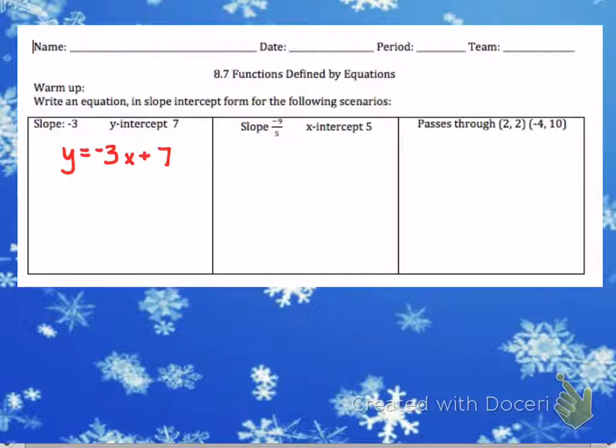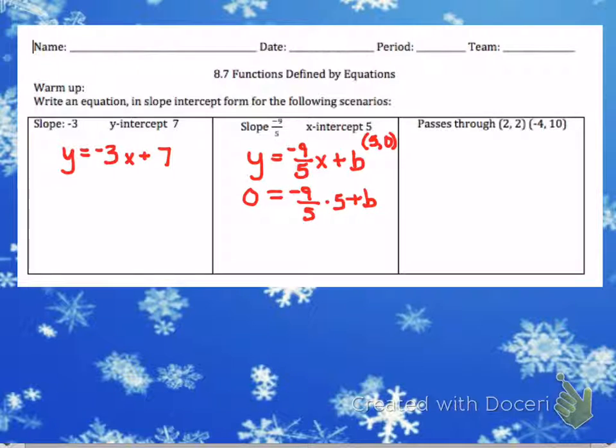When we are given the x-intercept, we put our slope in for m, and then we can plug in our x-intercept, which would be 5, 0 in this case. To do that, we plug in our 5 for x and 0 for y. And then we solve for b.